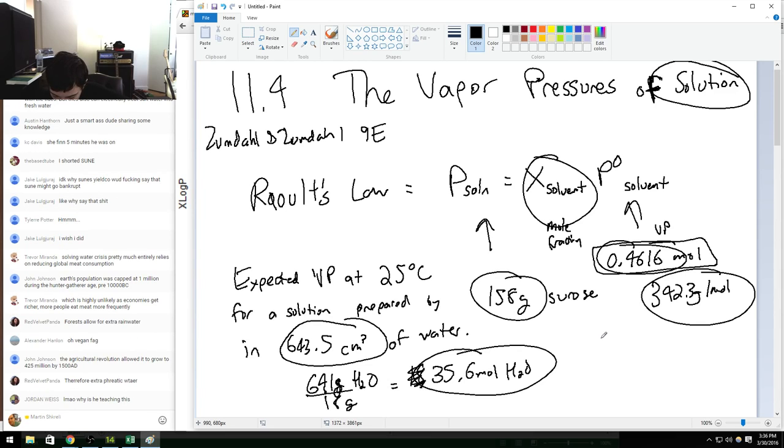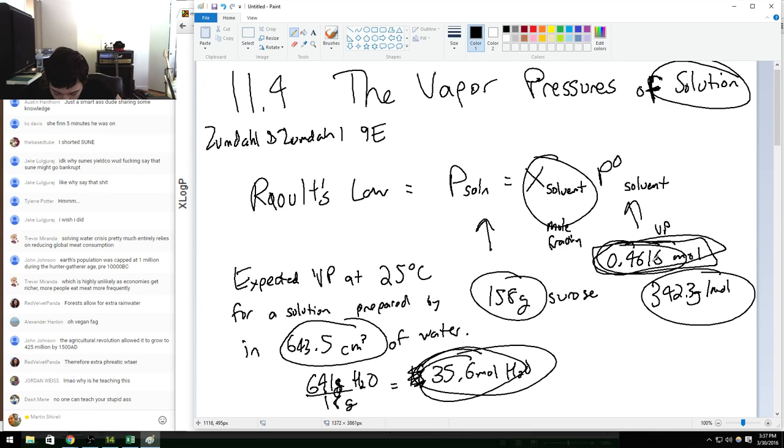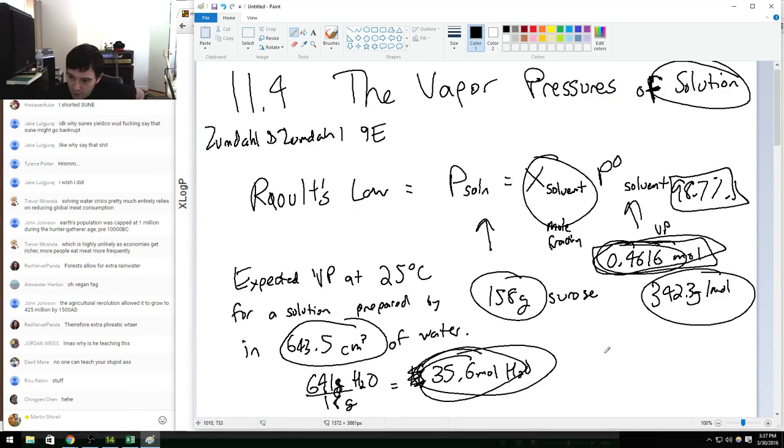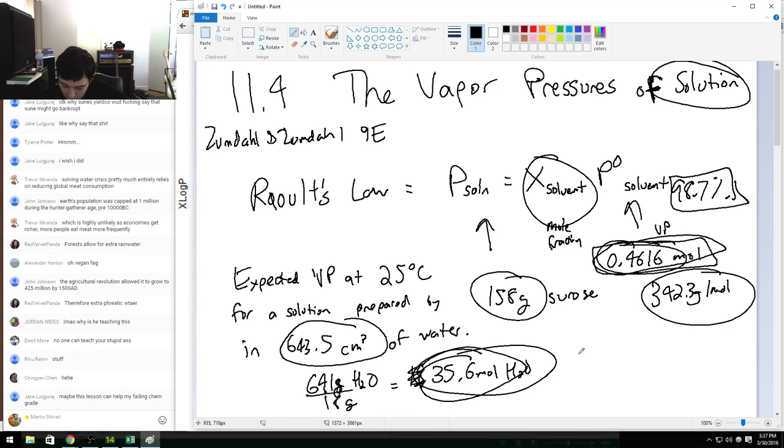Let's see. Well, it's actually the mole fraction of water. So mole fraction of water is 35.6 divided by the solution, which is going to be close to 100%, right? It's going to be 98.7%. That solution is 98.7% water. So we could start to do the vapor pressure of the solution, which is what we're trying to solve for. So we know the mole fraction of water is 0.987 in this case.